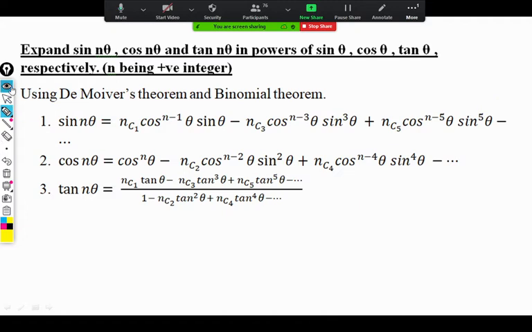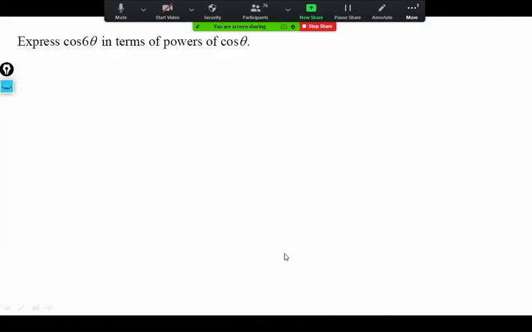Okay, come to the question here. This type of question mainly comes in the exam. Express cos 6 theta in the powers of cosine of theta. So we want cos 6 theta. Which bracket power should we start with? First of all, the questions come like this: express cos 6 theta in the powers of cos theta by using De Moivre's theorem. Yeah, now start.